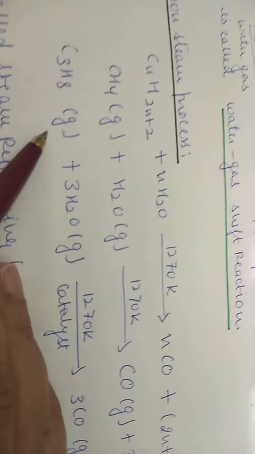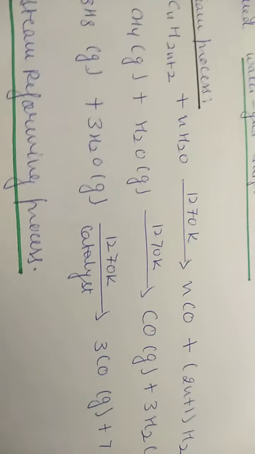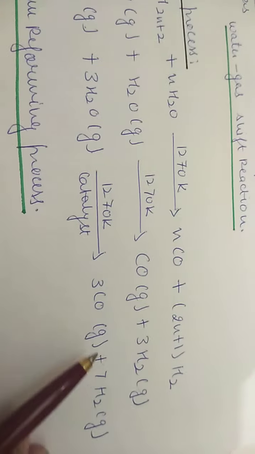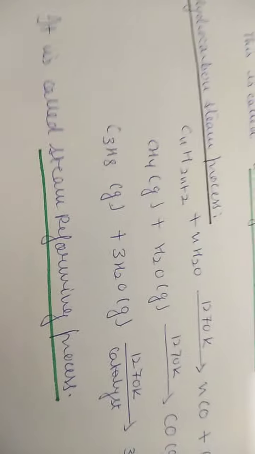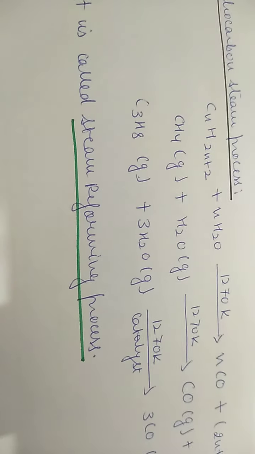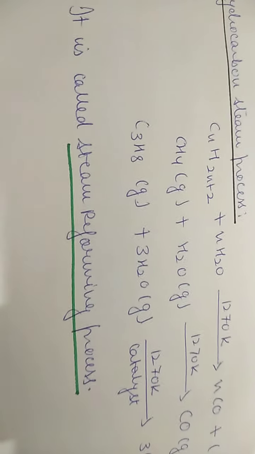Another example is C3H8, subjected to steam at 1270 degrees Kelvin. We get carbon monoxide and hydrogen gas. Now, this process is called the steam reforming process.